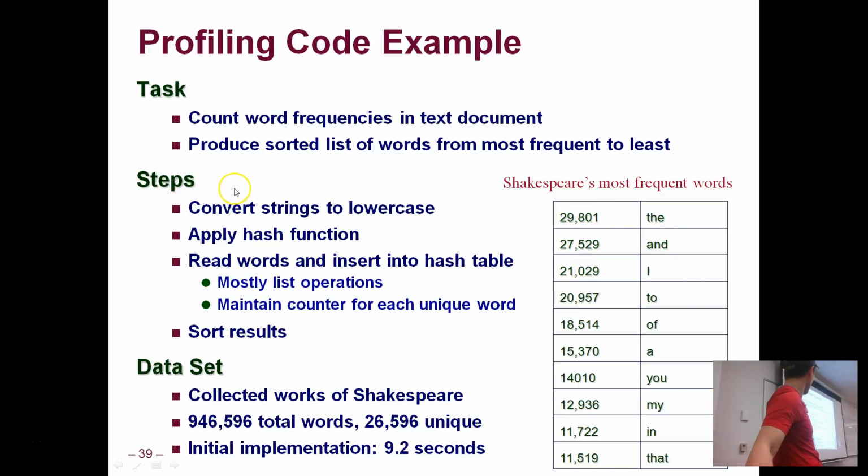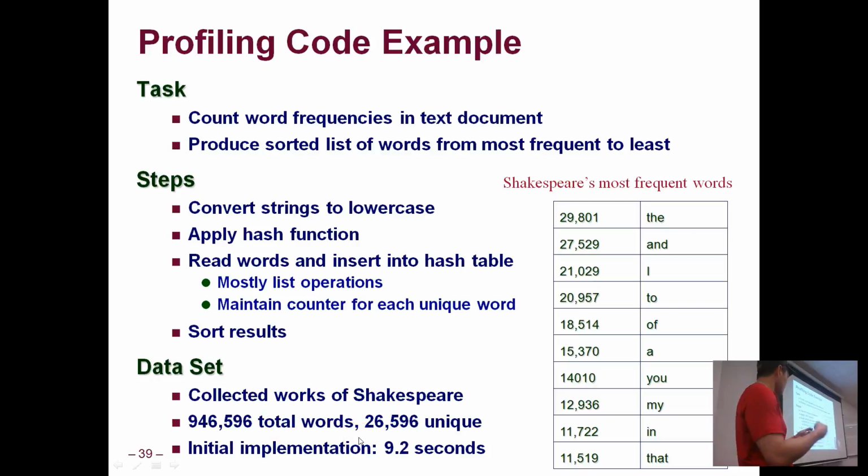So the steps of this program: convert all the strings to lowercase, apply a hash function to create a hash table of all the words, and then read the words and insert them into the hash table or update the entry if they already exist in the hash table. So this is mostly list operations and then a counter for each word. And then at the very end, you want to sort all the results to produce this table. Collected works of Shakespeare: 1 million words, 26,000 unique ones.